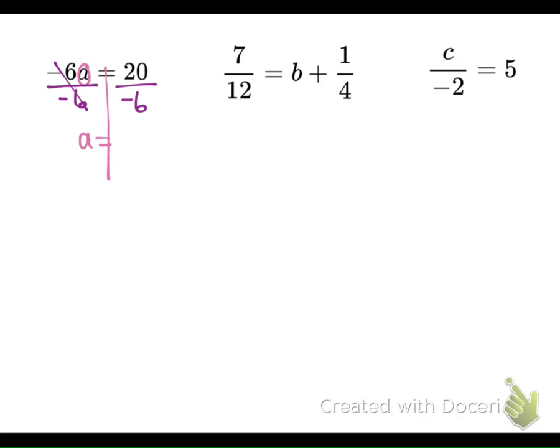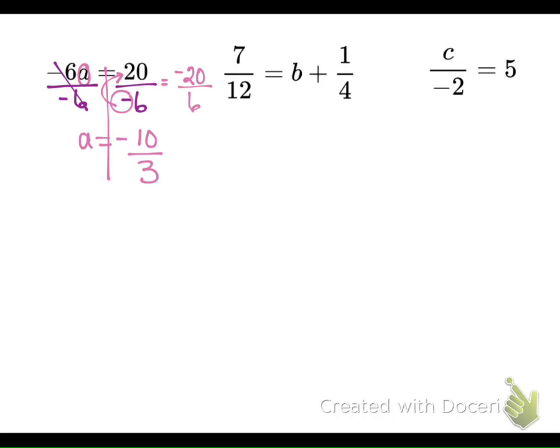Negative at the bottom. You cannot have a negative at the bottom. So all you're going to do is just take your negative and move it to the top. So it's going to be negative 20 over 6. So all you have to do is just move that negative to the top. It's okay to do that. So now negative 20 over 6 in simplest form is going to be what? Negative 10 over 3. Negative 10 over 3.